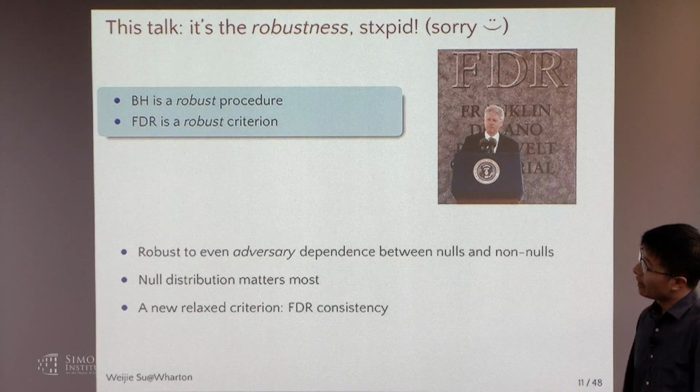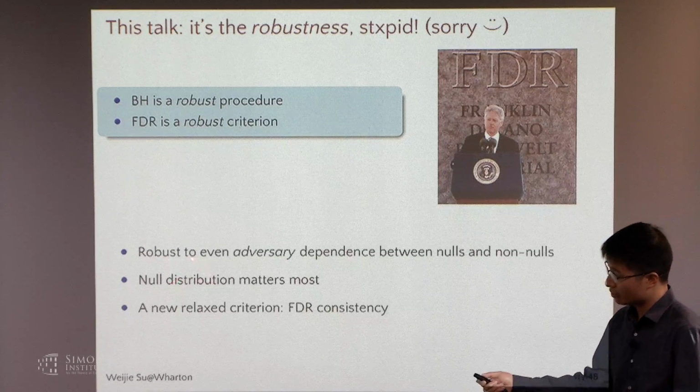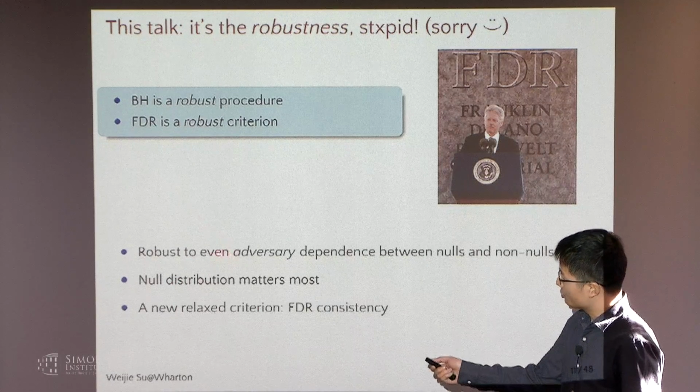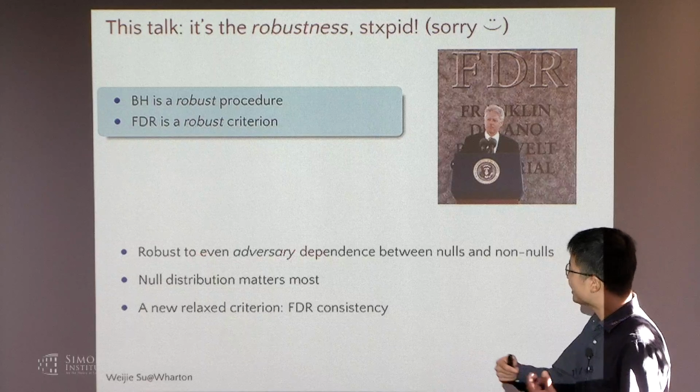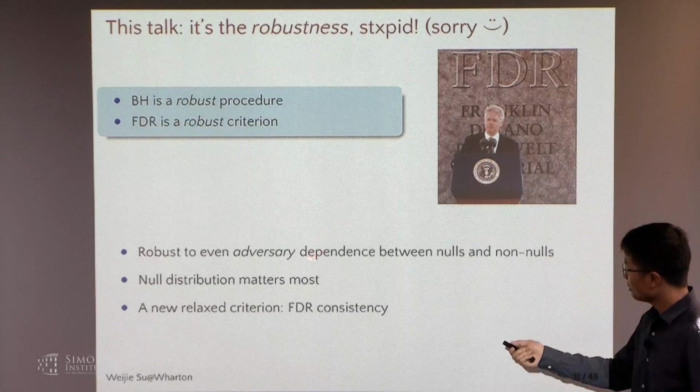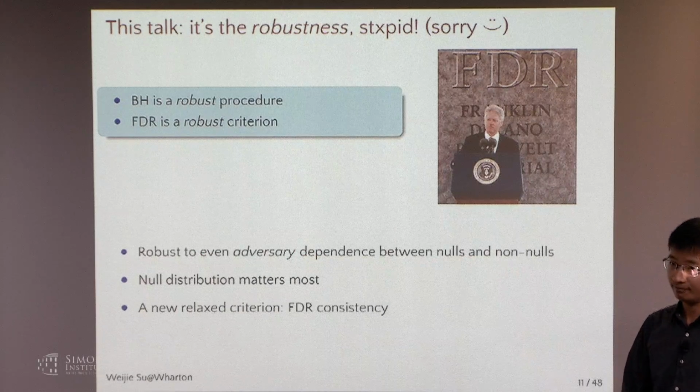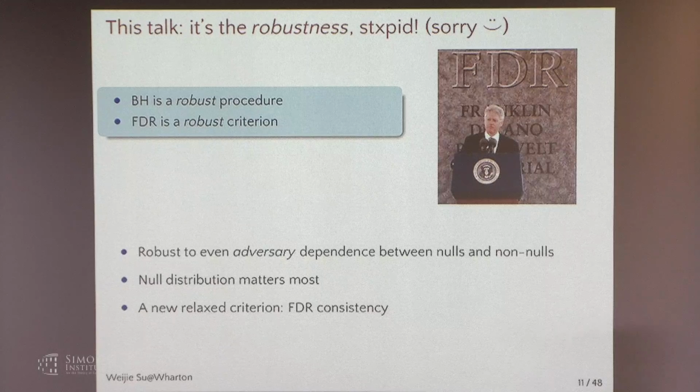First, what's robust here? Here we say it is robust to dependence between nulls, and the dependence between nulls and the non-nulls does not matter too much. Second, the null distribution matters most in FDR control. And the last, we will propose a new relaxed criterion called FDR consistency.